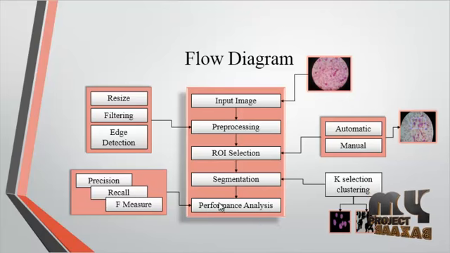To analyze the performance, we have to consider three major performance measures. The first one is the precision, the second one is the recall, and the third one is the F measure. By calculating these three values, we compare with the existing method, and the proposed method is more efficient.